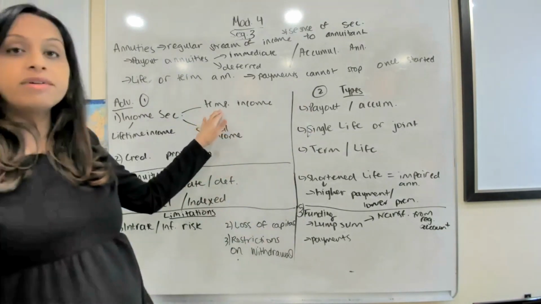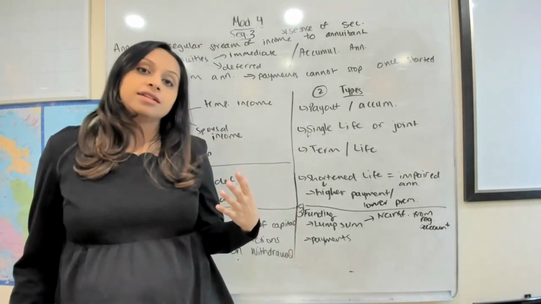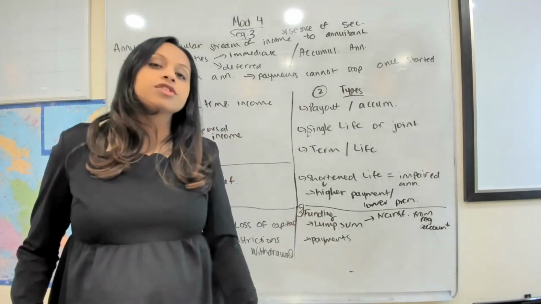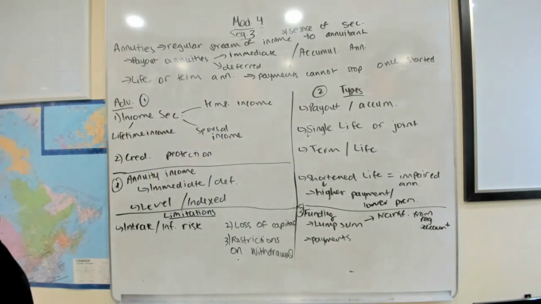And it can give temporary income. If it's a term annuity, you can structure it in a way that it's able to give temporary income for the amount of time that is needed, right? So again, very, very flexible in that way.